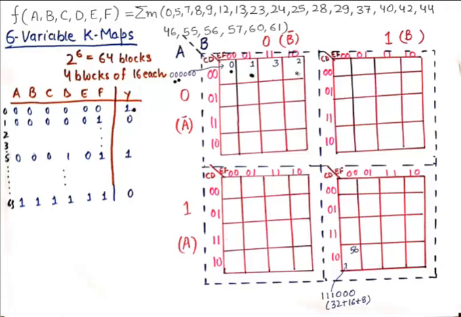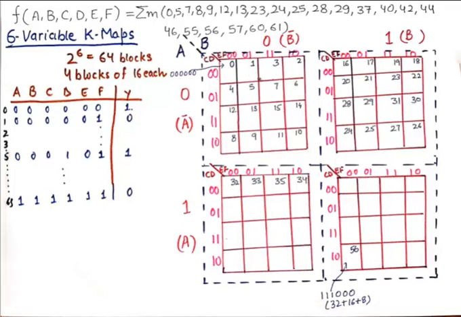0, 0, 0, 0, 0, 1. So we put a 1 here, then a 2 and a 3. Similarly, we can populate this, and this ends here at 15 because this is 0, 0, 1, 1, 1, 1. The second K map will start from 16. As you can see, this is 0, 1, 0, 0, 0, 0. A is 0, B is 1, and C, D, E, F are 0. So it turns out to be 16. Then it is 17, 18, 19, and it goes all the way up to 31.